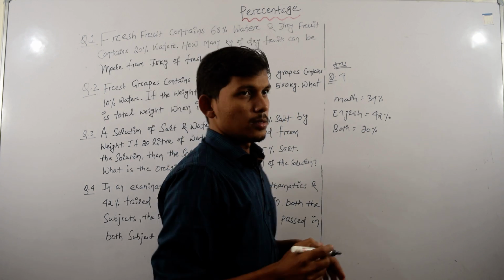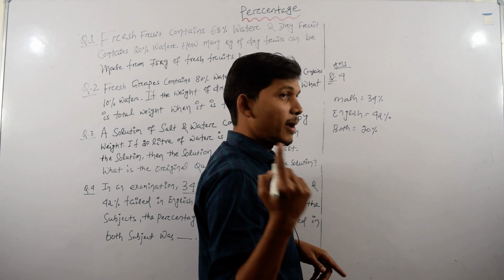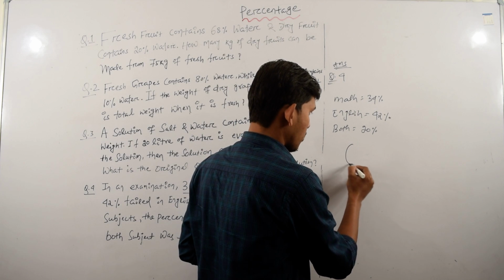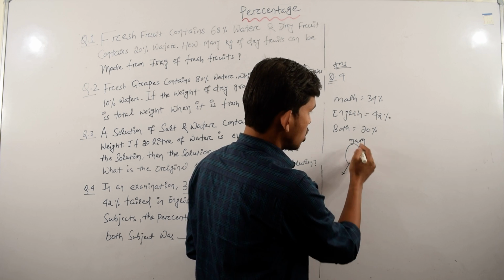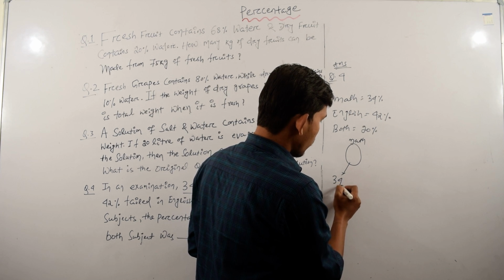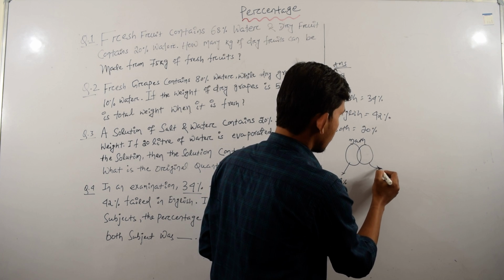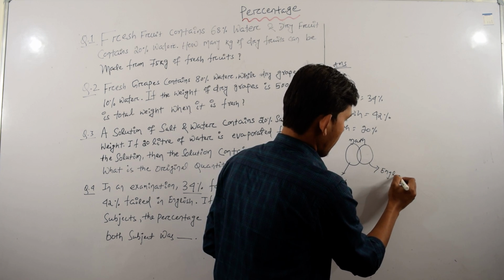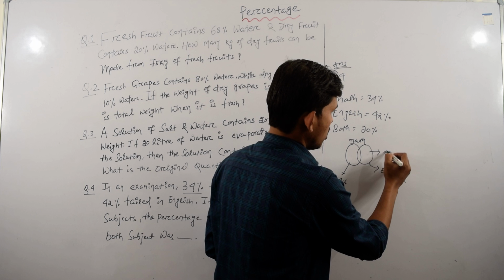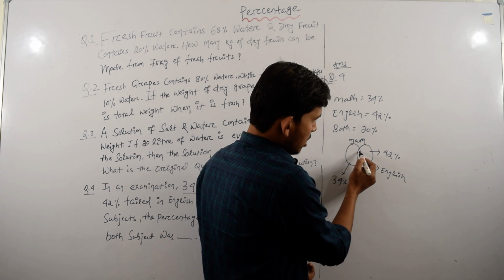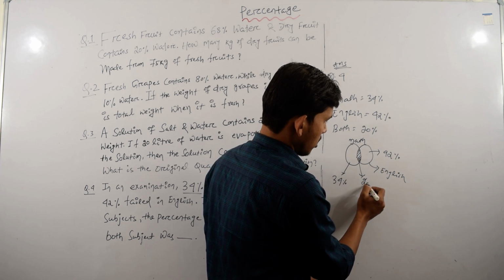Okay, so there are so many methods you can solve this type of question. But suppose I am drawing the Venn diagram, let's see how to solve. Suppose this circle is math, and this total is 34%. Okay, this is math. This another circle is English, and this total circle is 42%. You can see this shaded portion, this part is both, which is nothing but 20%.